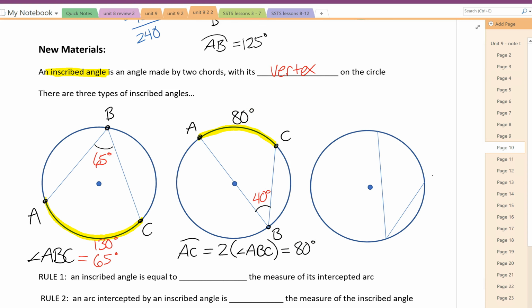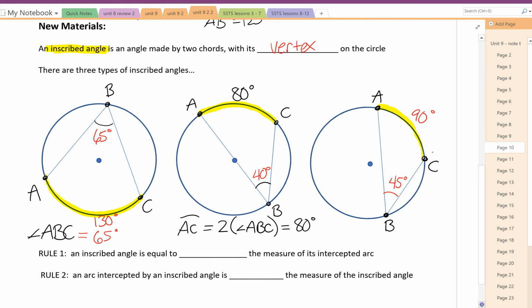Over here, I have another circle with another inscribed angle. And again, I'm just going to call it ABC. The inscribed angle here is at B. If I know that arc AC, let's say arc AC is 90 degrees, I know that angle B down here is going to be half of that. Half of 90 is 45.